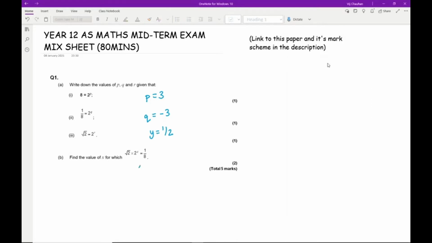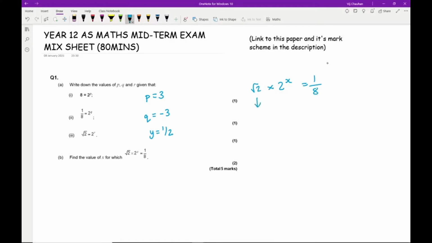Now for B, here what we've got to do is use our previous answers in terms of working out what x is. So I'll just get rid of that dot to begin with. Here we've got root 2 times 2 to the power of x equals 1 over 8. So I'm going to replace root 2 with 2 to the power of a half, times 2 to the power of x, equals 2 to the power of minus 3.